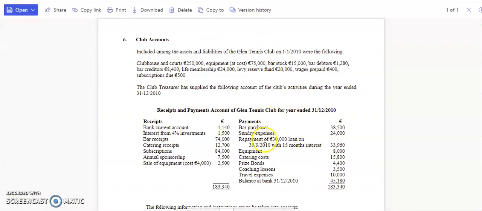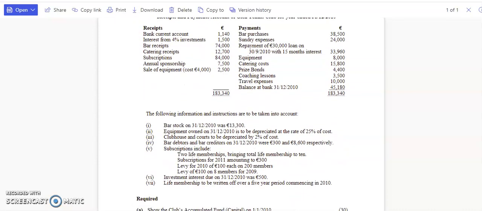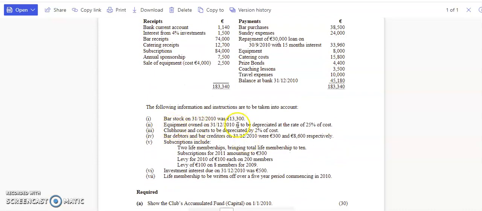The next item then working down, we've got equipment. So we've got equipment at the start of 75,000. We bought equipment of 8,000. And then we sold equipment of 4,000. So we need to calculate how much our equipment is, and what we're looking for is the depreciation. So equipment owned is the depreciation 25%.